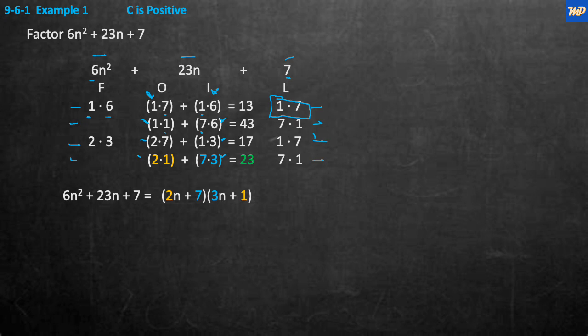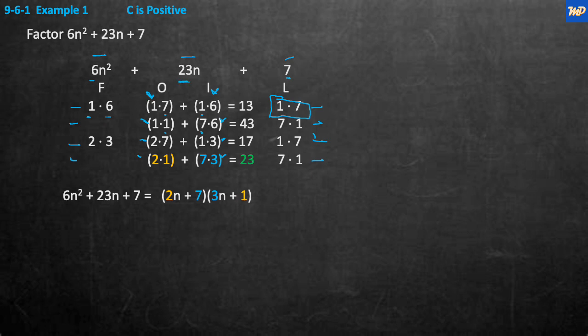And now that you've got them laid out, you go through here and you multiply these. It's 1 times 7 plus 1 times 6. And I have an equal sign here. So what is 1 times 7 plus 1 times 6? It's 13. Is 13 what we're looking for? No, we're looking for 23.